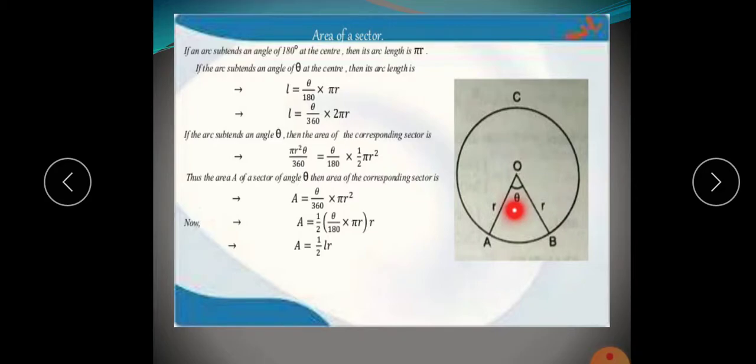Suppose this angle is 30, and r is something like 2, then if you substitute, you will get the answer. So theta by 360 into pi r square can also be written as 1 by 2 L R. What is L? The length of the arc. If they give an angle, you should substitute theta by 360 into pi r square. If they did not give the angle, it is half into L into R. This is the area of a sector.